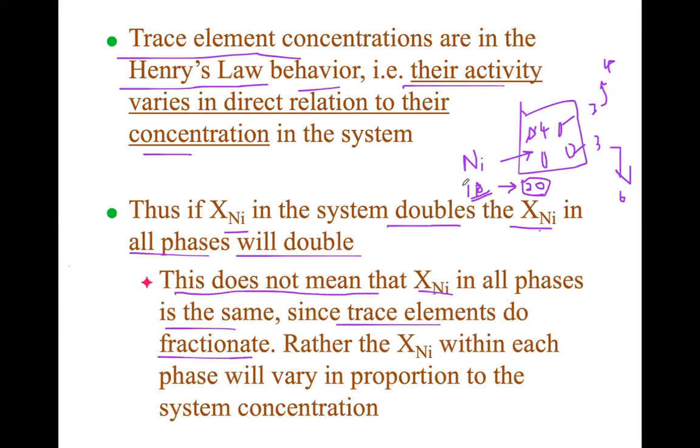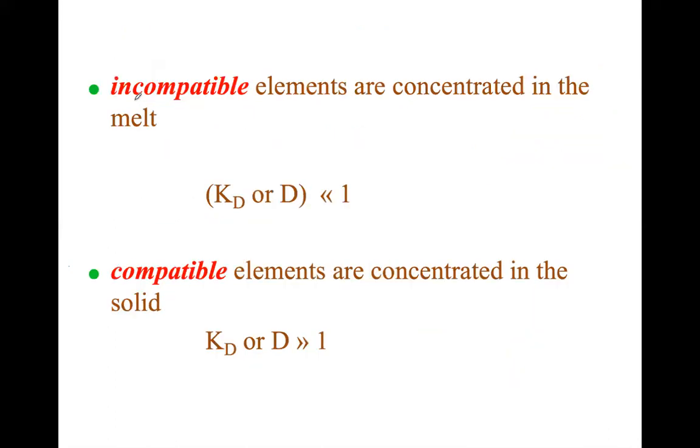So within each phase, the proportion will change according to the system concentration. That is what Henry's law explains, right? So this is a very important thing when you consider mantle melting and crystallization processes. That means magmatic systems, right?